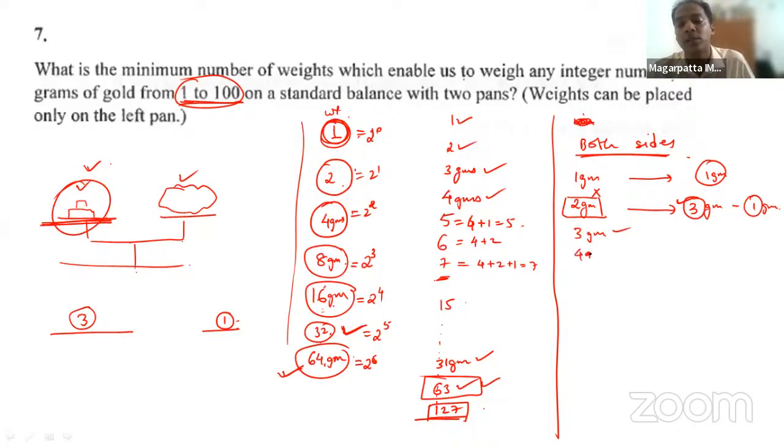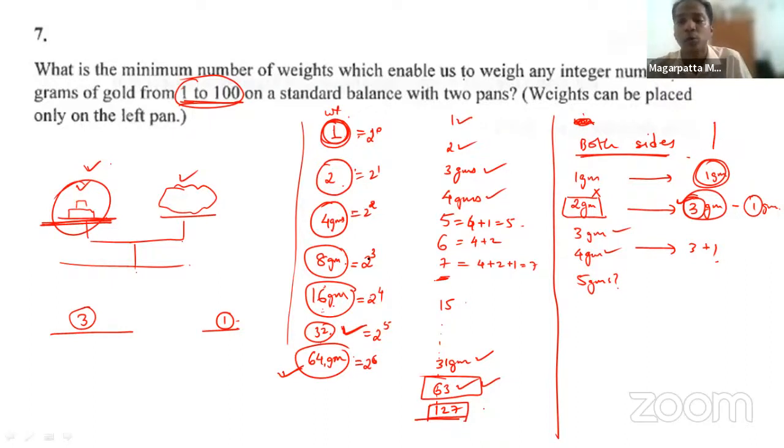My problem for 4 grams is also done, right? Because 3 plus 1 is 4. But what about 5 grams? Will I be able to measure 5 grams using 3 and 1? No, I've only kept one weight of 3 and one weight of 1. So that will allow me a maximum of 4 grams. So can you create 5 grams as a difference of 4 and some other number?